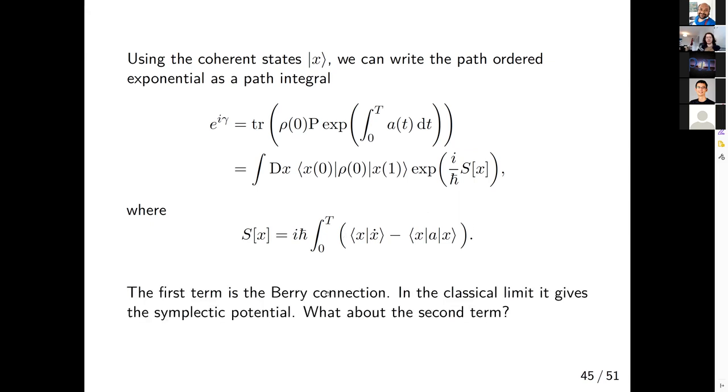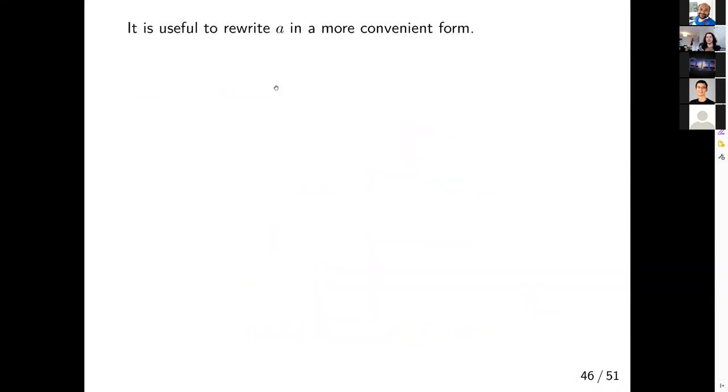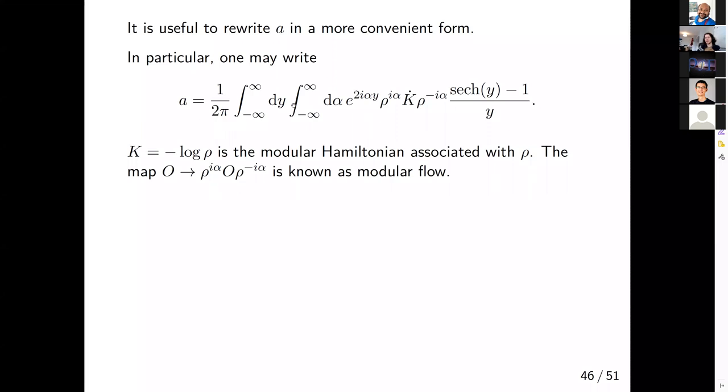But what about the second term, which is more interesting? To address that term, it's useful to do some algebra and write A in a different way. I won't explain exactly how to do this. It's not too hard, but you just substitute some formulas in and you find that you can write A in this way. The reason this is useful is because it involves some concepts we might already know some things about.